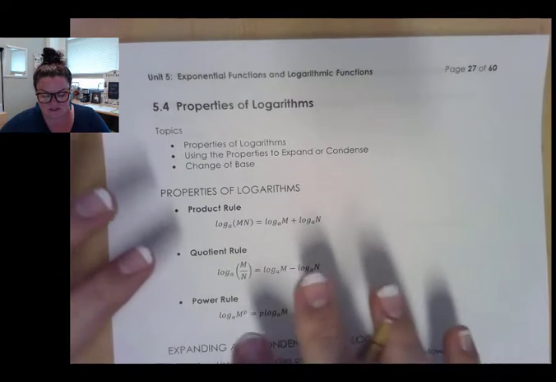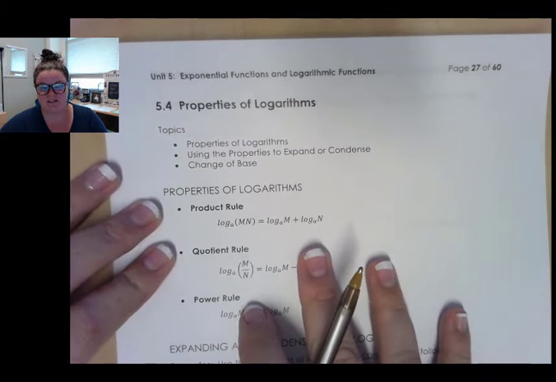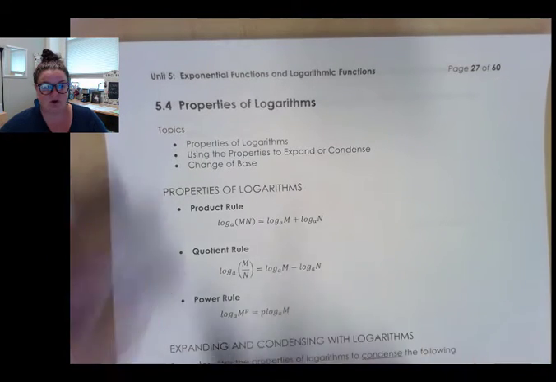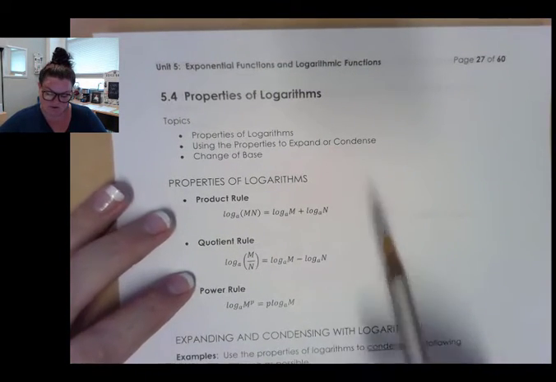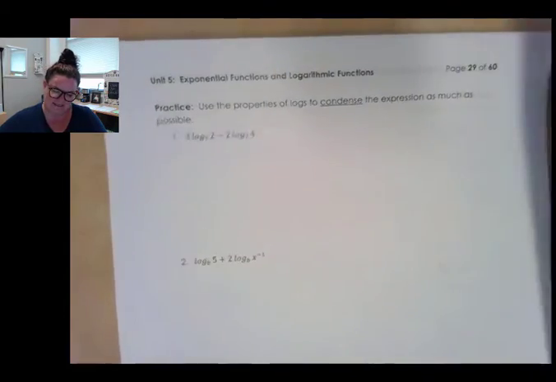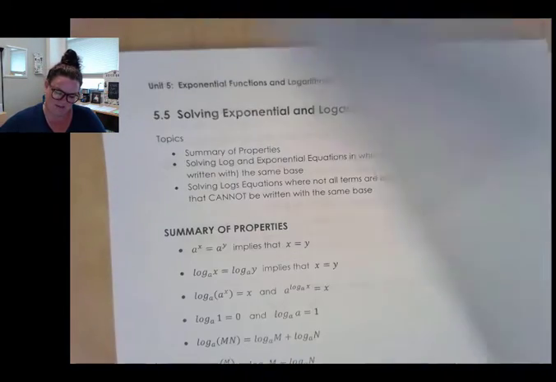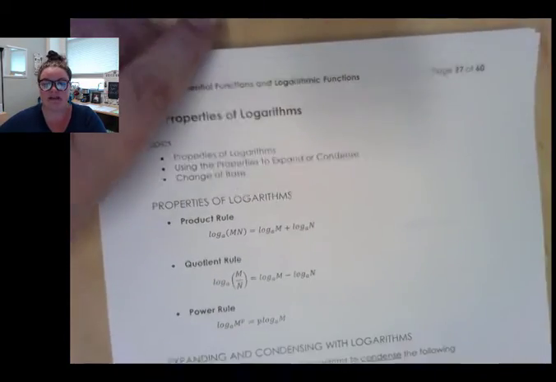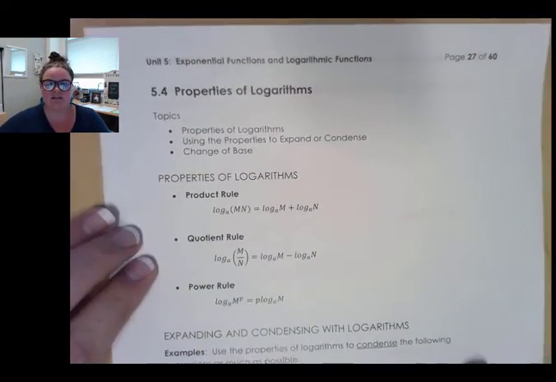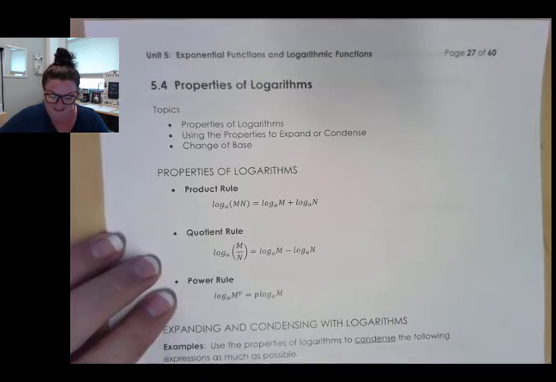Okay, all right, so 5.4 is going to be talking about the product rule, the quotient rule, and the power rule. Then we're going to look at expanding and condensing. I think that may be pretty much all of 5.4. We're going to touch on change of base as well. Okay, all right, so let's just dive right in because that's what we like to do.